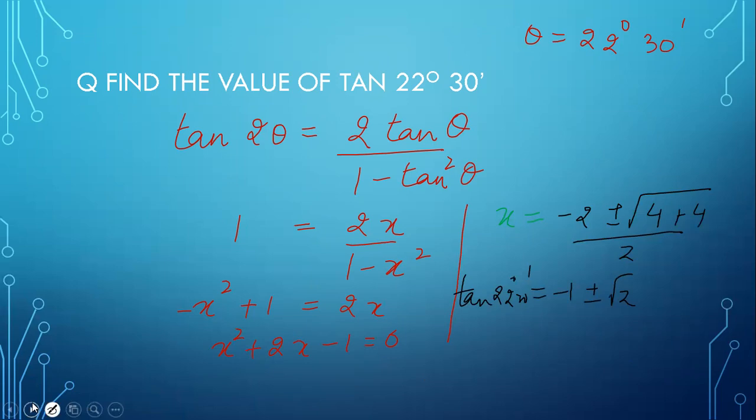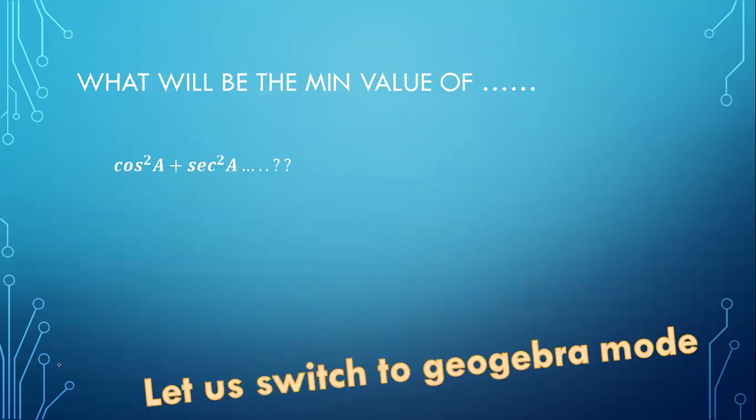This is the way it is asked in the examination. Then it was a good one. Another problem which I would like to discuss with you is cos square A plus sec square A. What could be the minimum value for this expression?